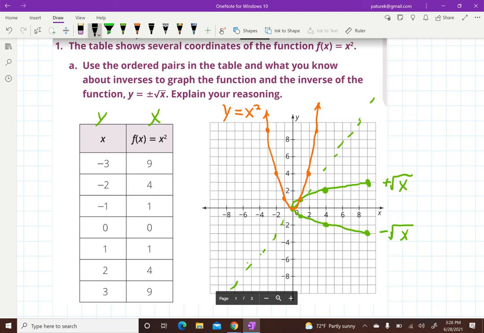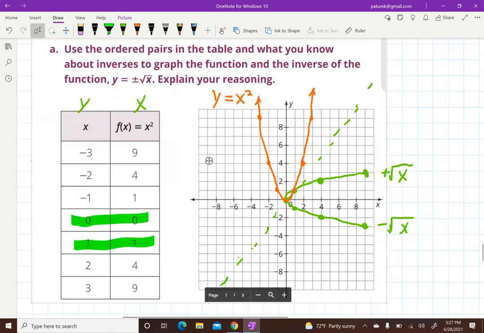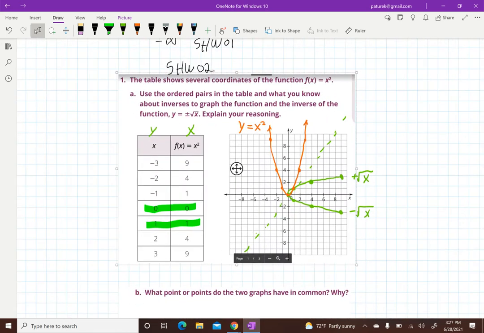That any point that's touching the line y equals x is going to continue to be touching the line y equals x after reflection. So for example, 0, 0 is on the line, and so is 1, 1. And so after you flip these two points, they are still going to be those same coordinates, 0, 0 and 1, 1, even after you reverse them. Okay, I hope that's enough to explain your reasoning. And that's the inverse of the function.